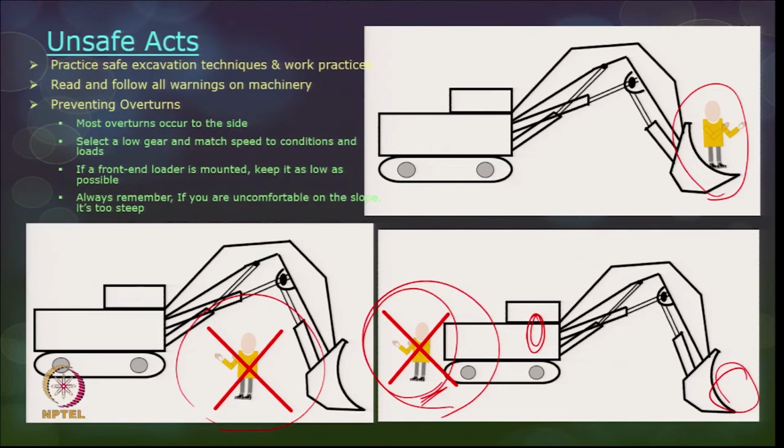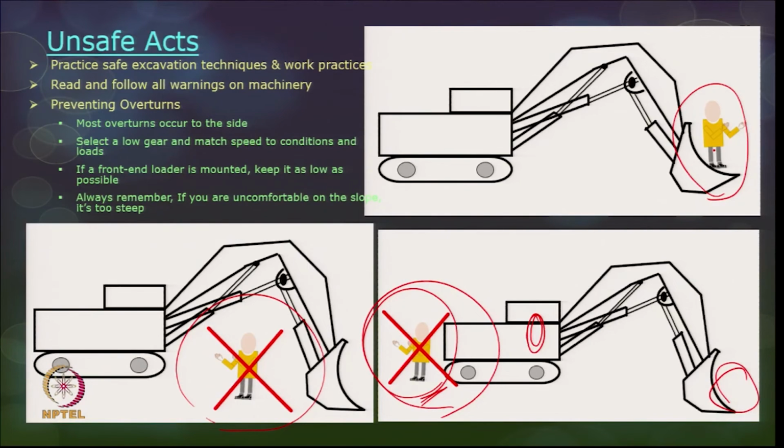So, the workers are not supposed to stand or move anything by standing on the bucket or the grab. Practice safe excavation techniques and work practices, and read and follow all warnings on the machinery. To prevent overturns, most overturns occur onto one side, and if a front end loader is mounted, keep it as low as possible. Always remember, if you are not comfortable, especially on a slope, then the slope is too steep, so it is not safe at all.